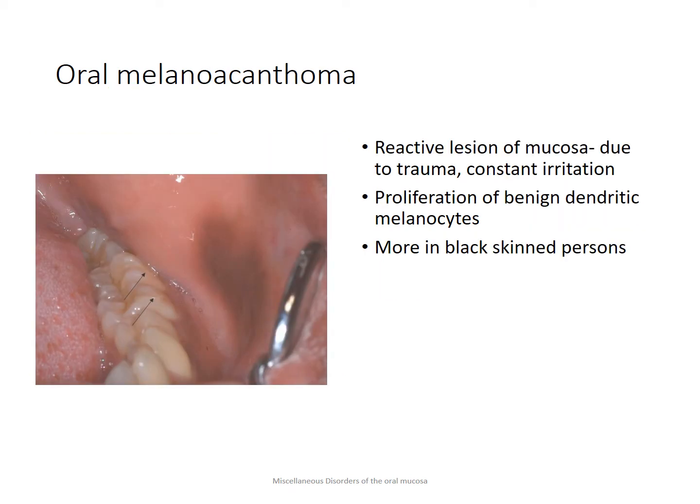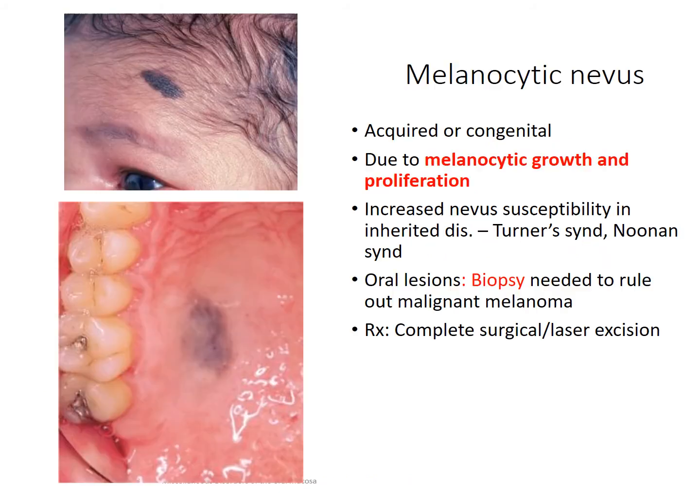On the other hand, an oral melanoacanthoma is more of a reactive lesion of the mucosa due to trauma or constant irritation. In this case, there is proliferation of benign dendritic melanocytes. This is more commonly seen in black-skinned persons. Here you're seeing an area of dark pigmentation in the buccal mucosa of this individual.